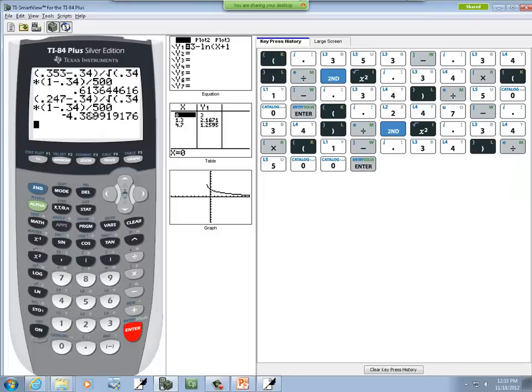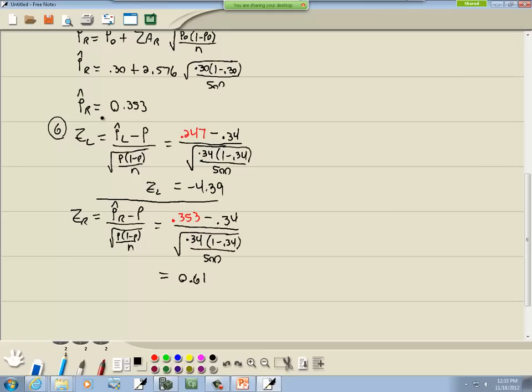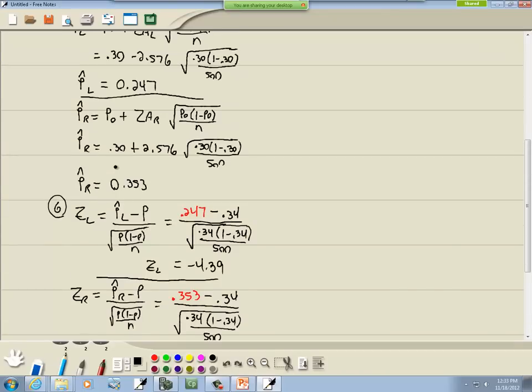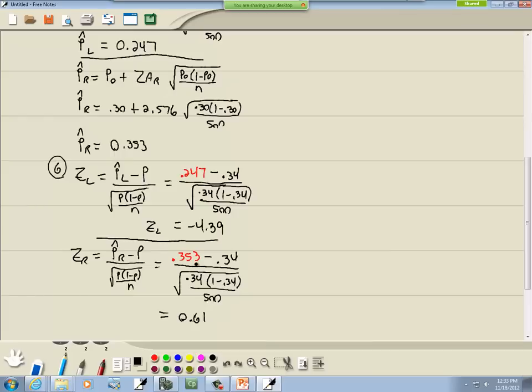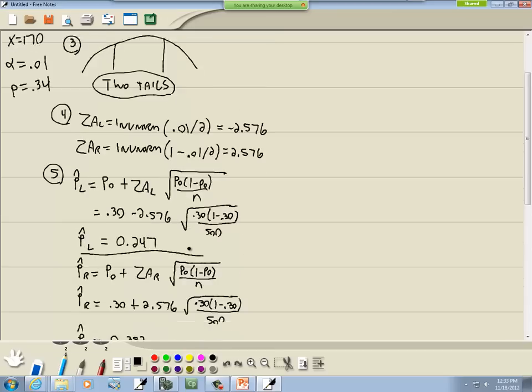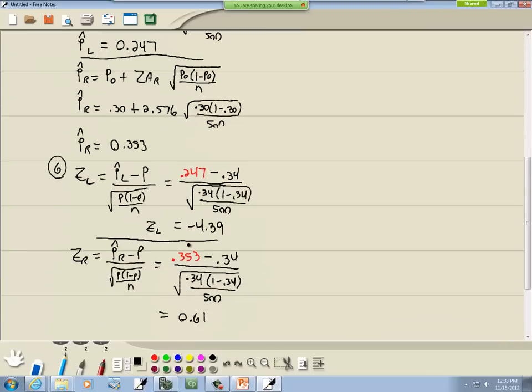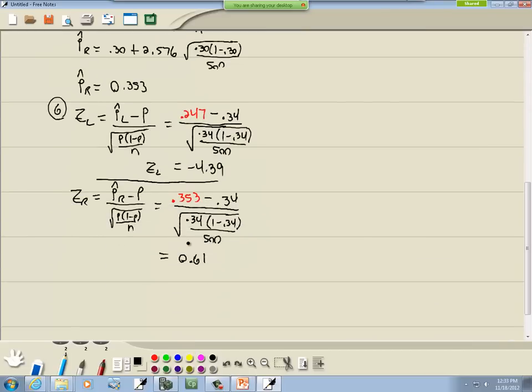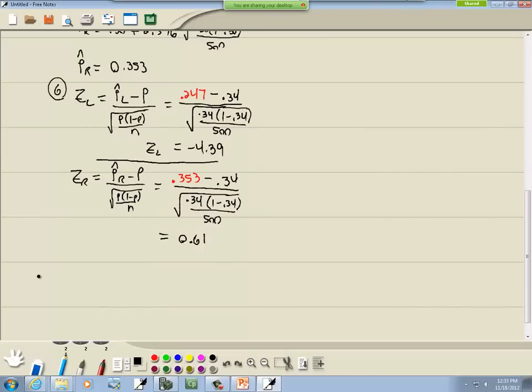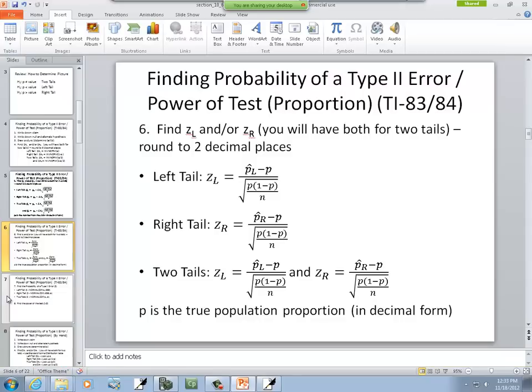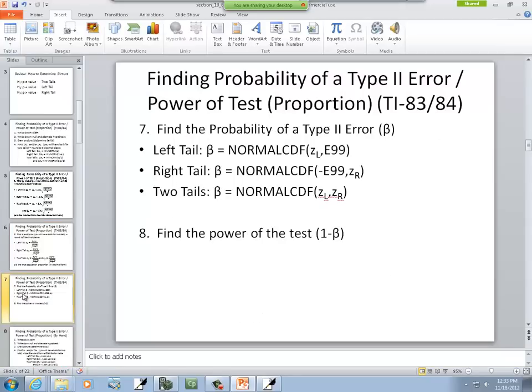Okay, now let me double check that. Go back and double check my formula and make sure I plugged everything in the correct place. P hat sub L, 0.247. P hat sub R, 0.353. Okay, that's in the correct place now. Minus P, we said it was 0.34. These aren't necessarily difficult problems, just lots of steps. Grab a drink here.